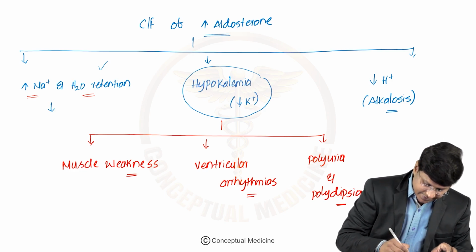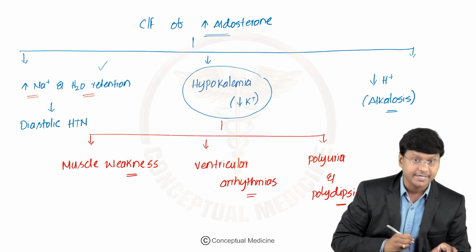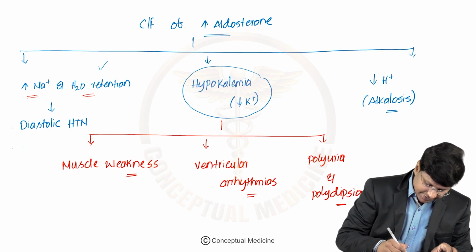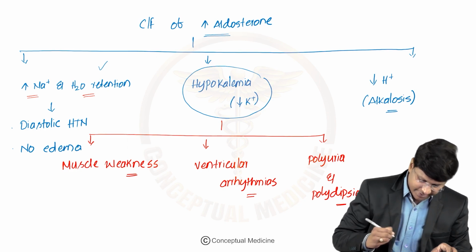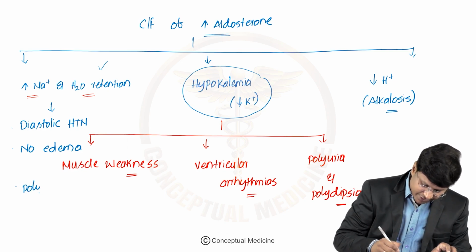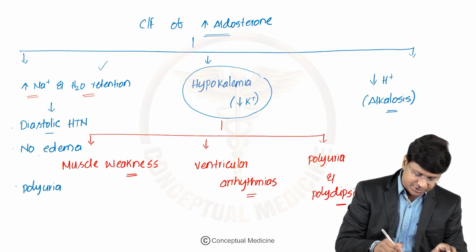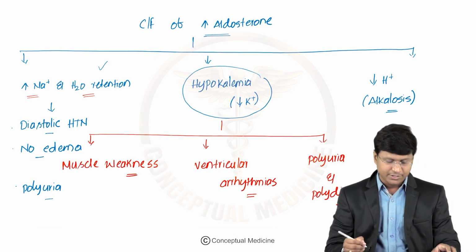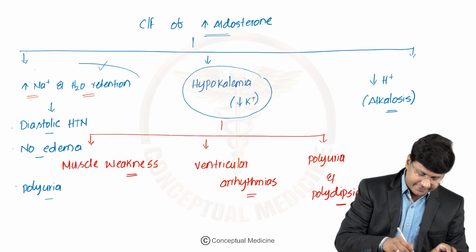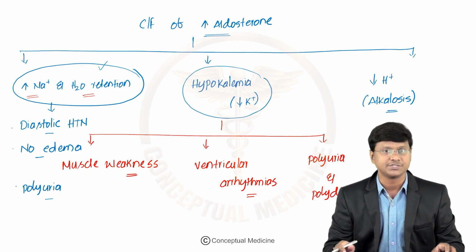Number 1, there will be diastolic hypertension, right? Number 2, there is no edema, and number 3, there will be polyuria. Now, I will explain you why there will be diastolic hypertension, why there is no edema, and why there is polyuria. Why there is polyuria, I will explain you secondary to your increased sodium and as well as water retention.